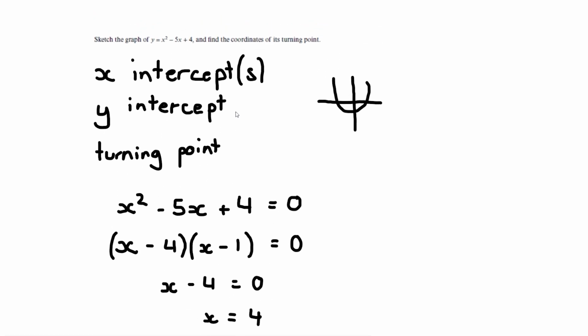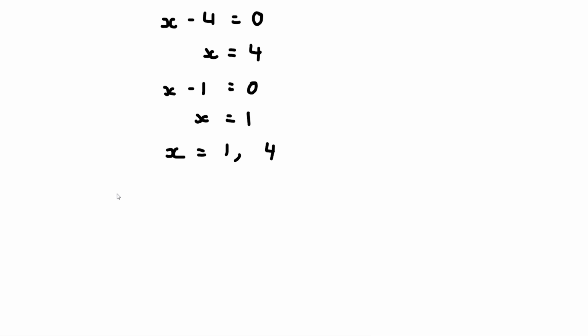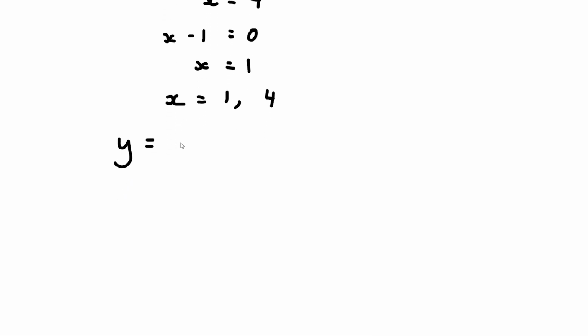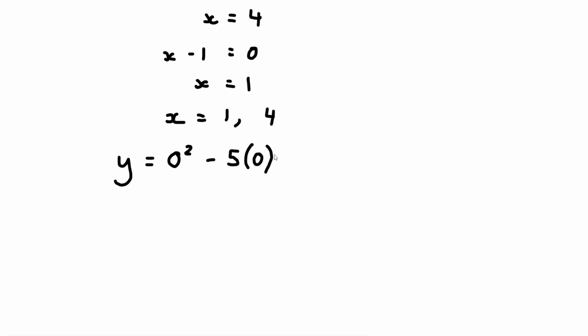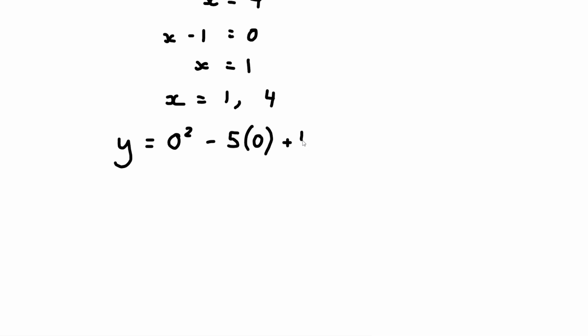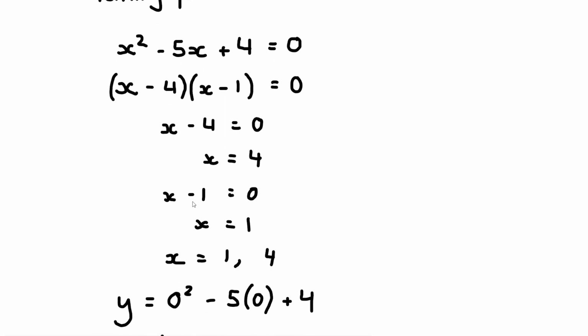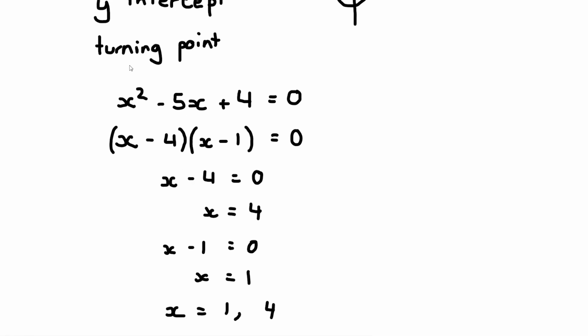Now, how do we find the y-intercept? Well, we simply do the opposite of what we did. In this case, we subbed in 0 for y. Now we're subbing in 0 for x, because that's how we find where it intercepts the y-axis, right? So now we've got y equals 0 squared minus 5 times 0 plus 4, and that will simply give you 4, because 0 squared is 0, minus 5 times 0 is just 0, so 0 minus 0 is 0, plus 4 is just 4, so the y-intercept is 4.